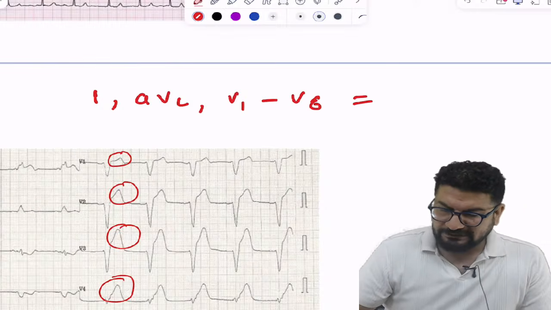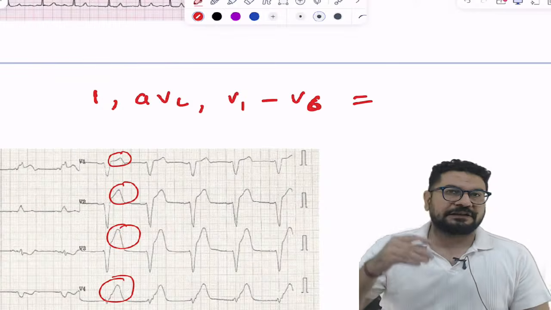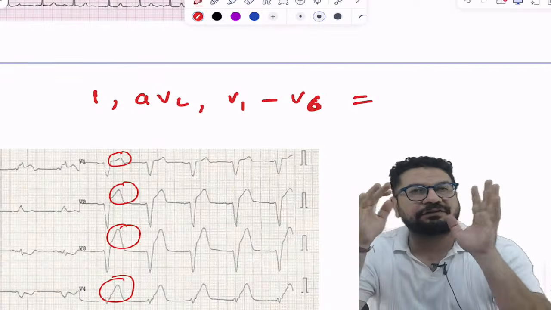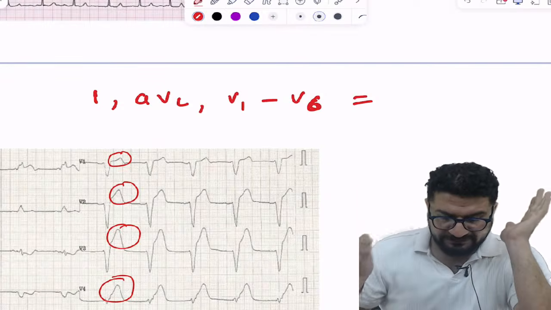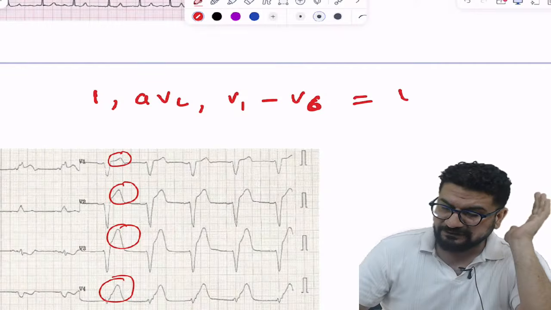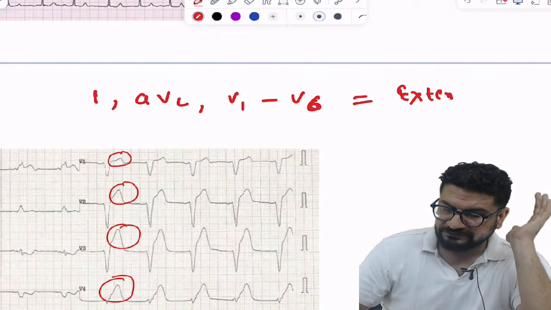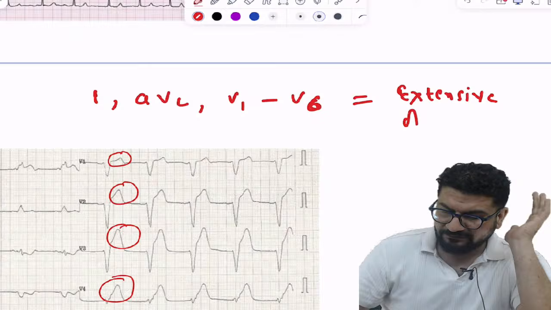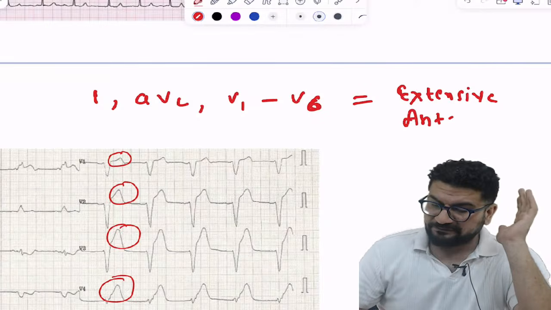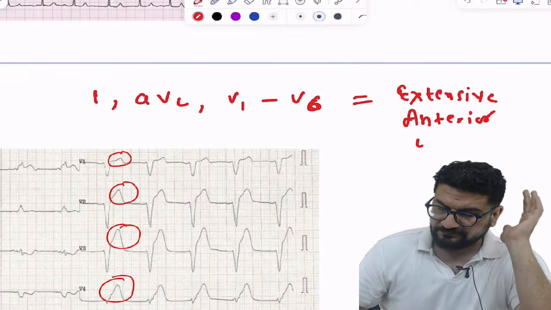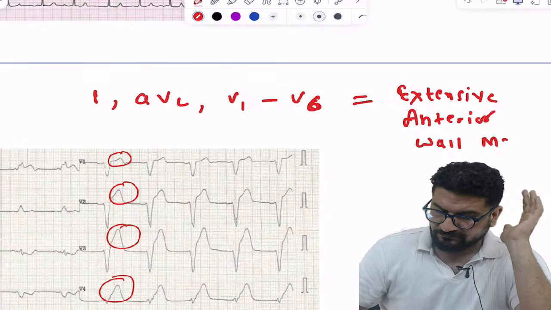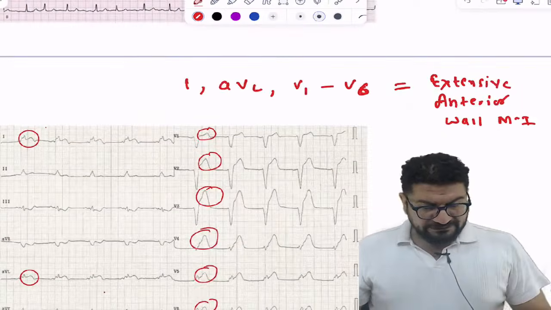So it starts with V1. Basically understand this thing: V2, V3, V4 is the anterior wall. It's anterior wall MI. So what we call this is extensive anterior wall MI. Okay, let's talk about the next one.